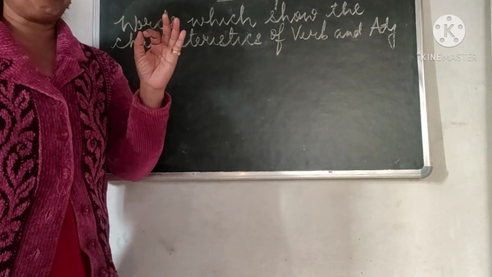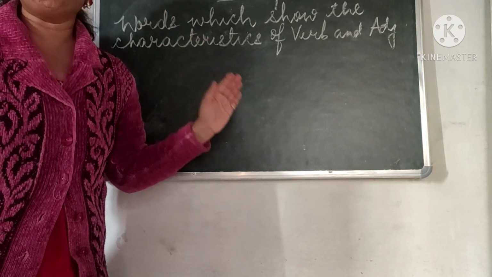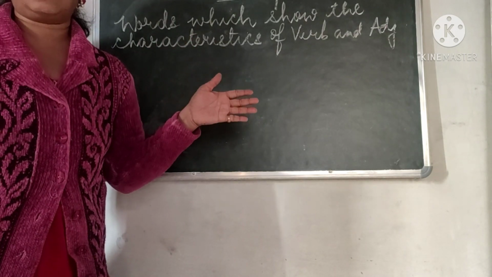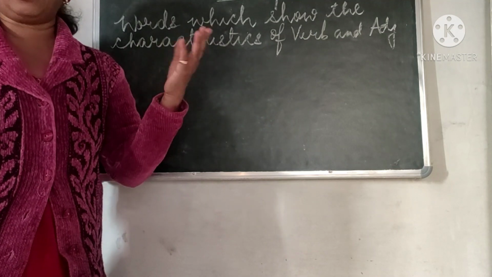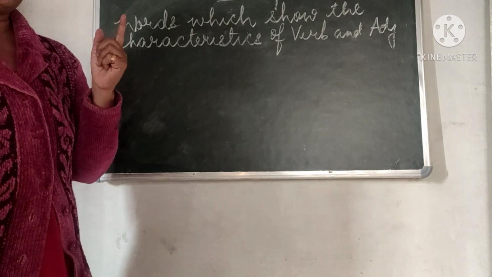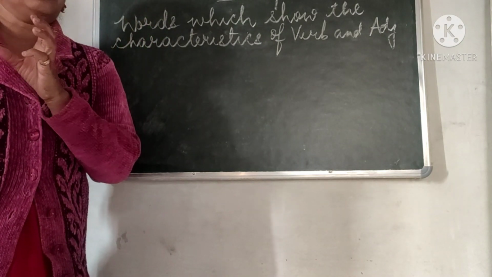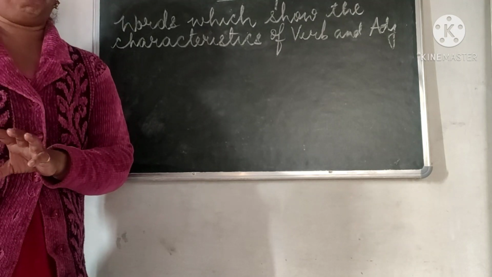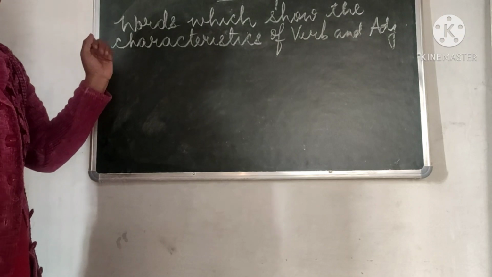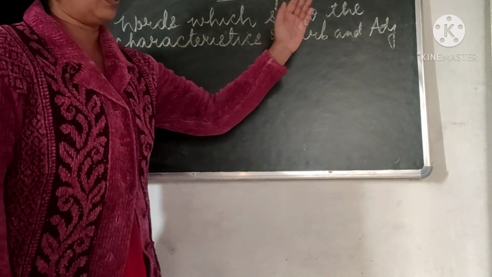So the first point that we know is that the participles are non-finite verbs, right? Though they are verbs, they will not act as verbs, but they will be acting as your adjectives. In certain cases you will find that they are acting as verbs, but that too in an adjective form. Now you see here, the words which show the characteristics of verbs and adjectives.